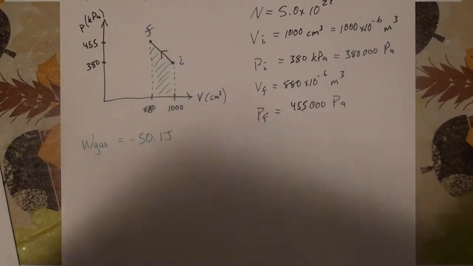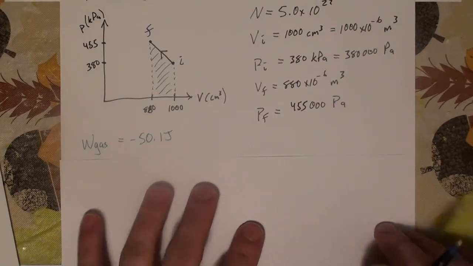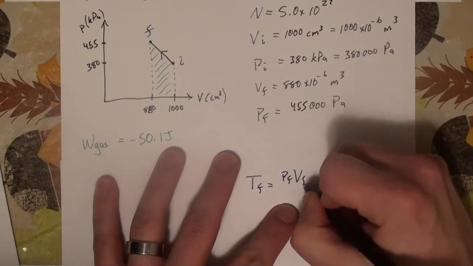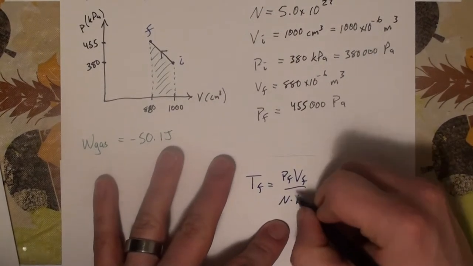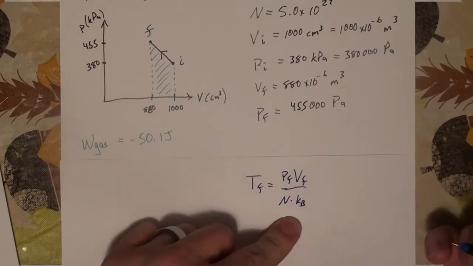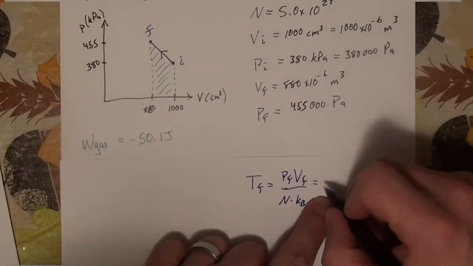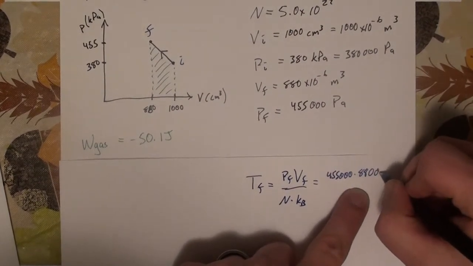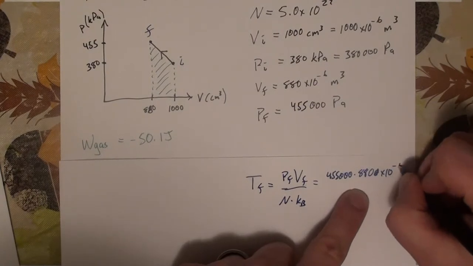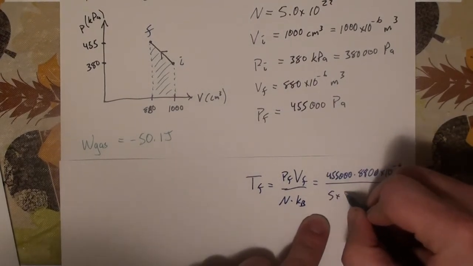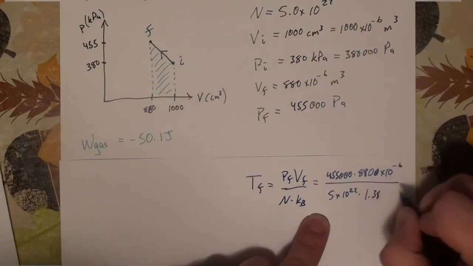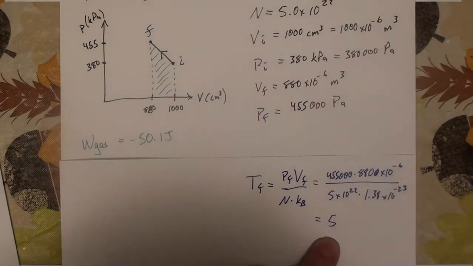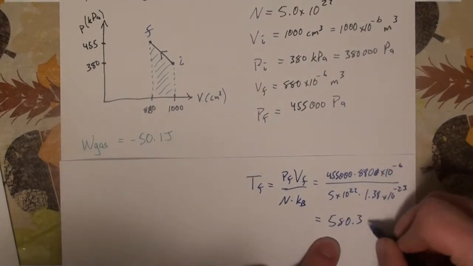Okay, so I'll do the same thing for the second temperature. I'm going to just flip the paper, and we'll do that here. T final is P final V final divided by N k_B, just like I had for the other one. So I'll plug all those numbers in. That's 455,000 times 880 times 10 to the minus 6, all divided by 5 times 10 to the 22 times 1.38 times 10 to the minus 23. If you do all of that, you get 580.3 Kelvin.